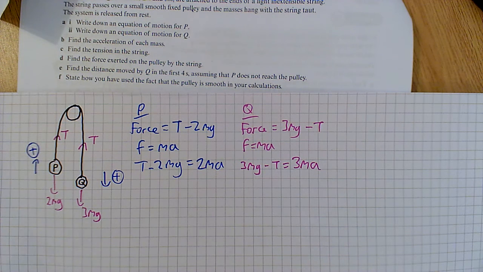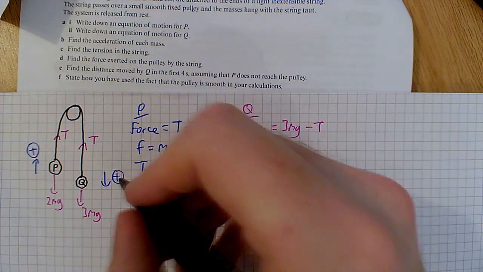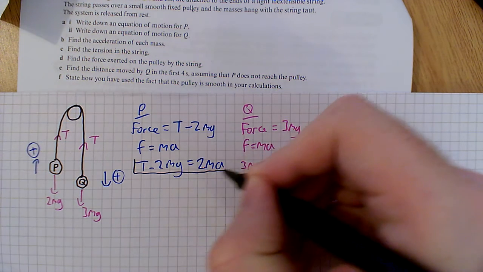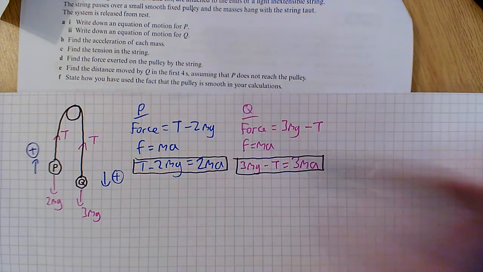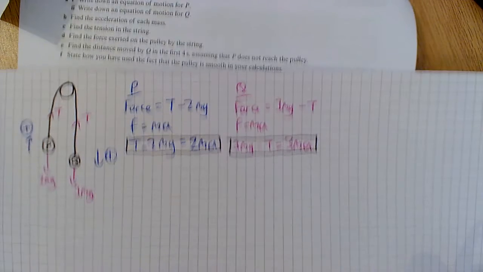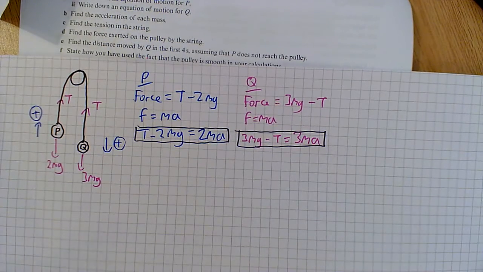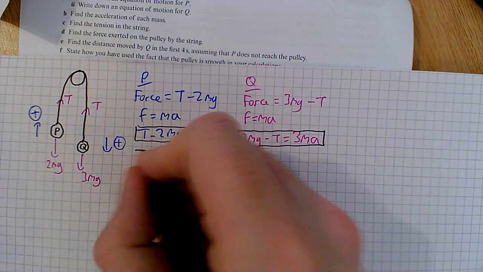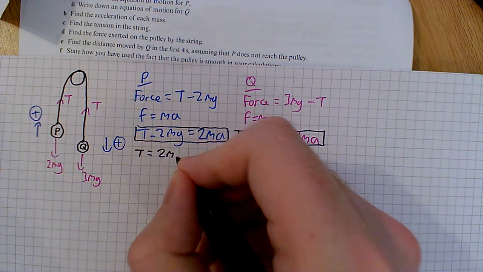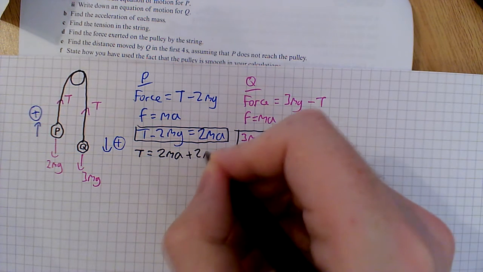Okay, so then we've got two equations. There are equations of motion for P and for Q, and from there all we're going to do is solve them simultaneously. We're looking for the acceleration and the tension in the string. Now there's a lot of unknowns in it, there's a lot of algebra, but it will work the same. So firstly I'm going to rearrange this one. This can become T equals 2ma plus 2mg.